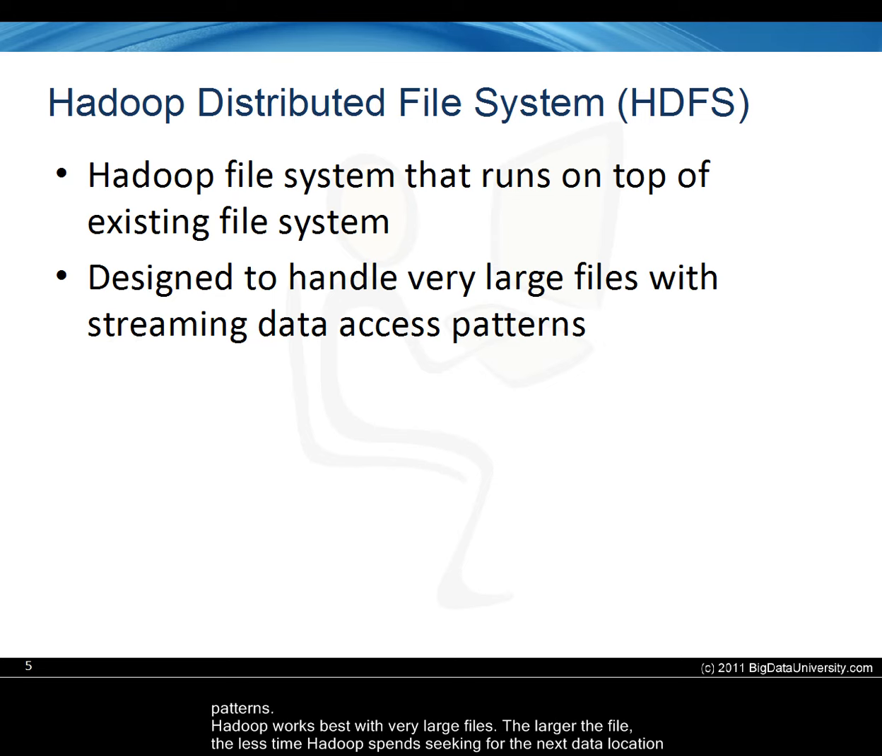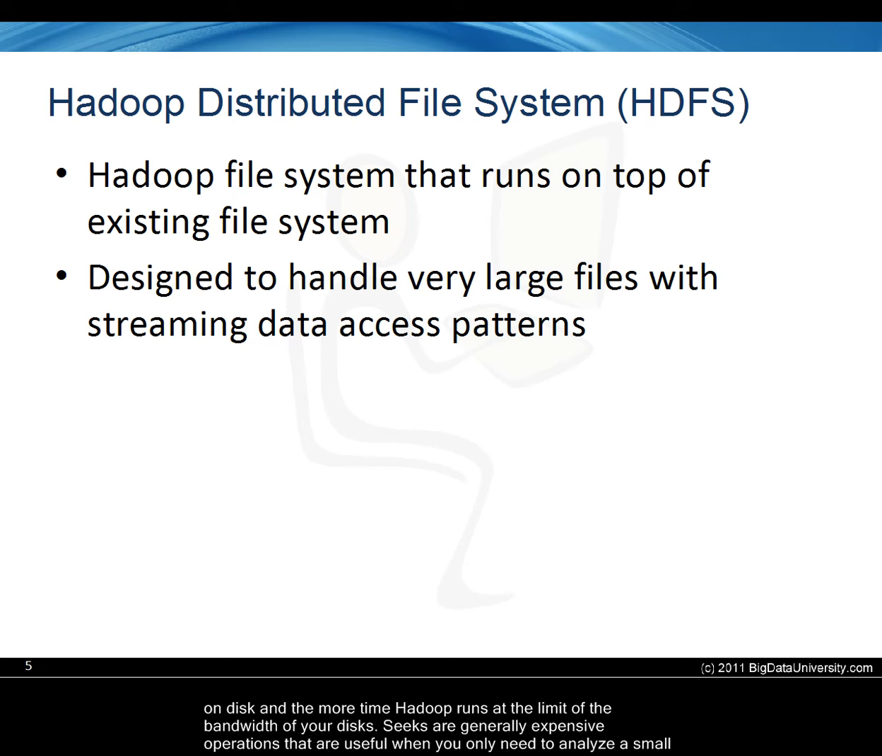The larger the file, the less time Hadoop spends seeking for the next data location on disk, and the more time Hadoop runs at the limit of the bandwidth of your disks. Seeks are generally expensive operations that are useful when you only need to analyze a small subset of your dataset. Since Hadoop is designed to run over your entire dataset, it is best to minimize seeks by using large files. Hadoop is designed for streaming or sequential data access rather than random access. Sequential data access means fewer seeks, since Hadoop only seeks to the beginning of each block and begins reading sequentially from there.